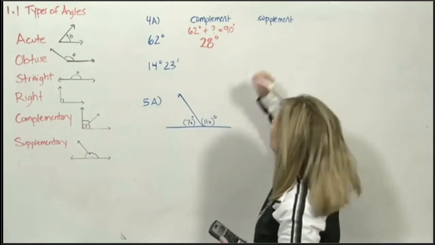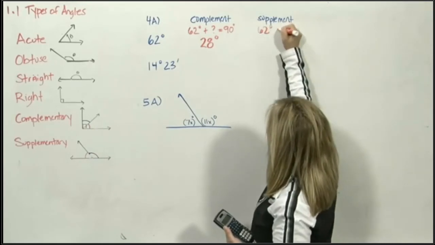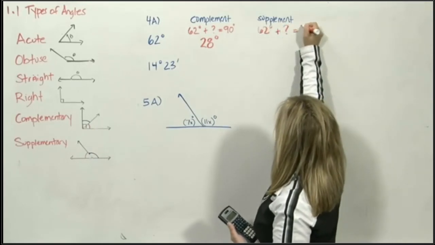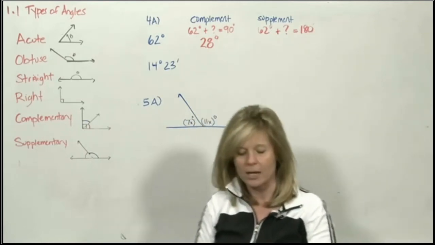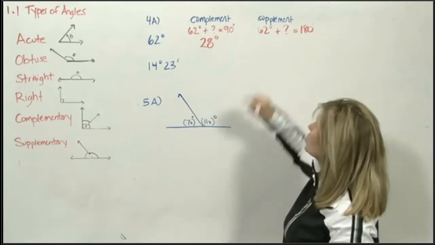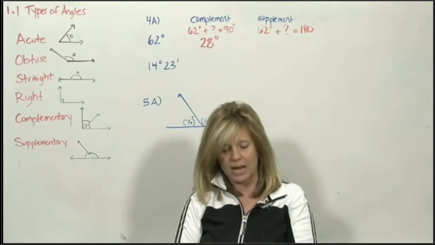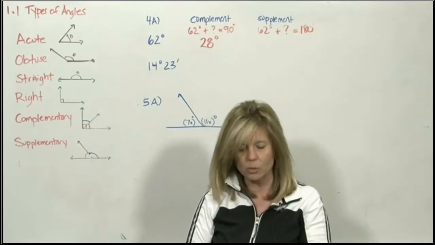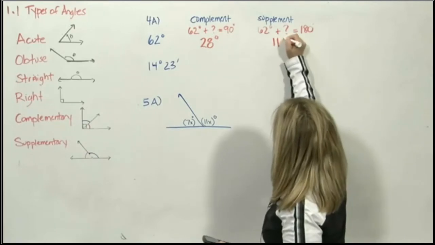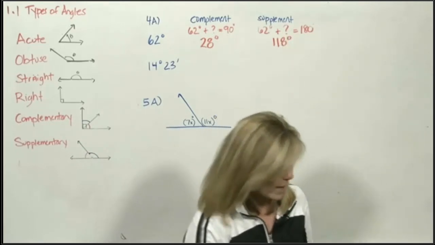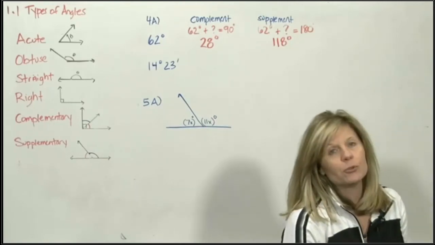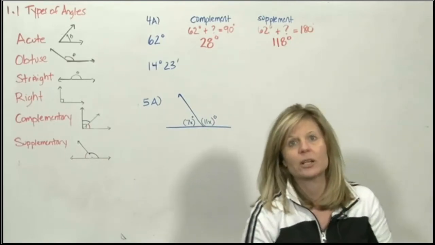Now I want to know its supplement. So supplement means if we take that angle that's 62 and add it to another angle, it should equal 180 degrees. The two angles should add to 180. So again, the opposite of addition is subtraction. I'm going to do on my calculator 180 minus 62, and I'm going to get 118 degrees. Everybody's good? Great.